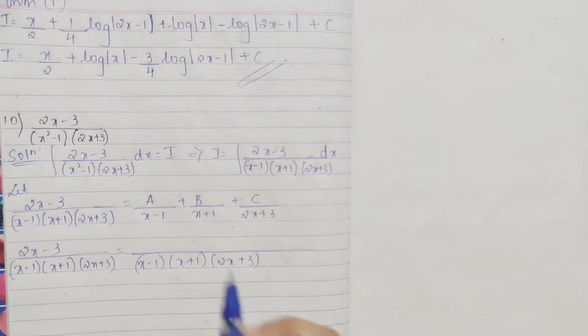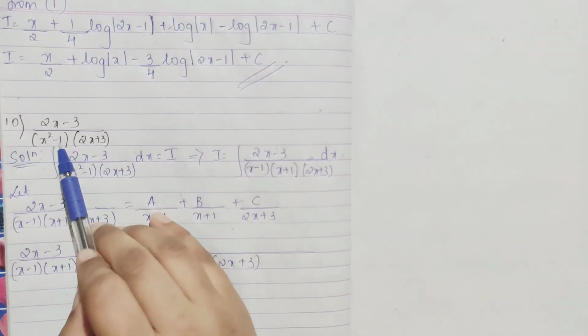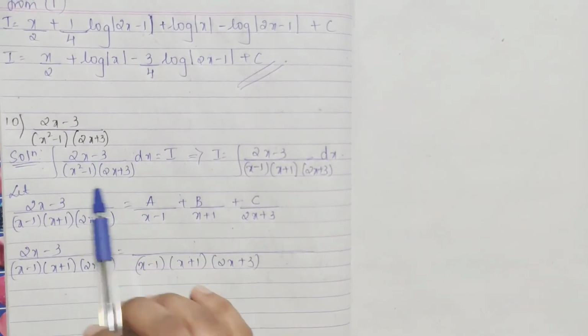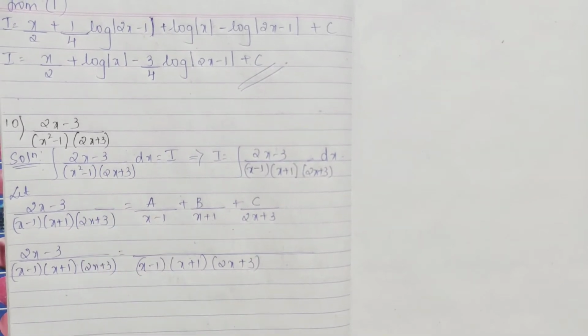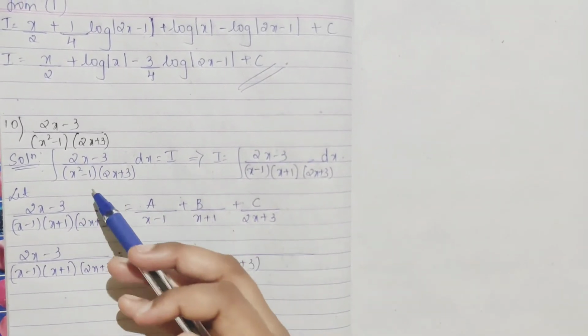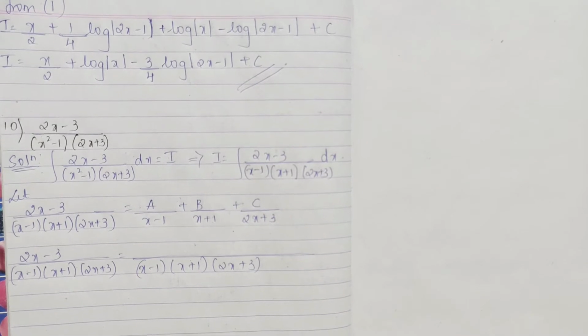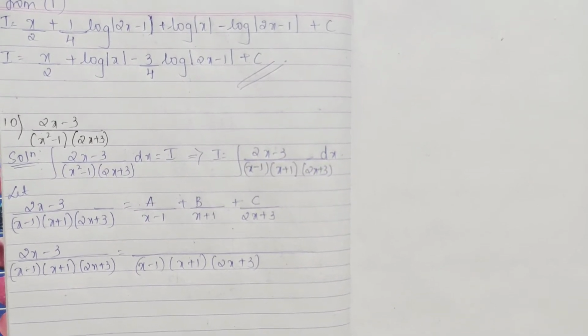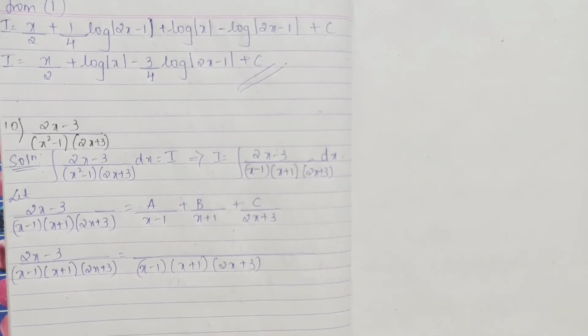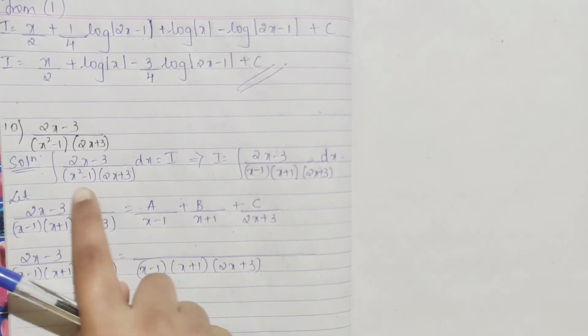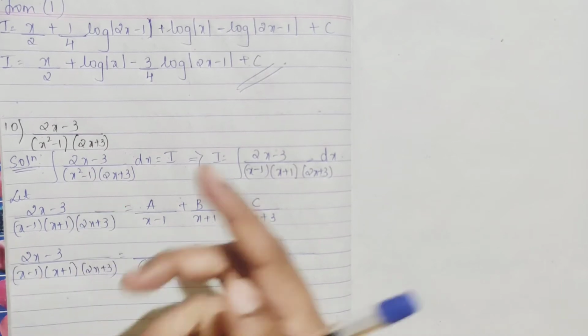10th question, 2x minus 3 divided by x square minus 1, 2x plus 3. So let I be this. Now next, see, whenever such problems come, first try to see whether you can simplify it properly, meaning you can use your algebraic identities or not. Directly don't go for your quadratic equation or multiplying it, okay.